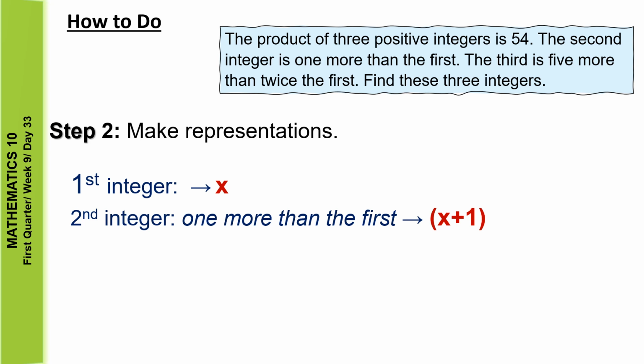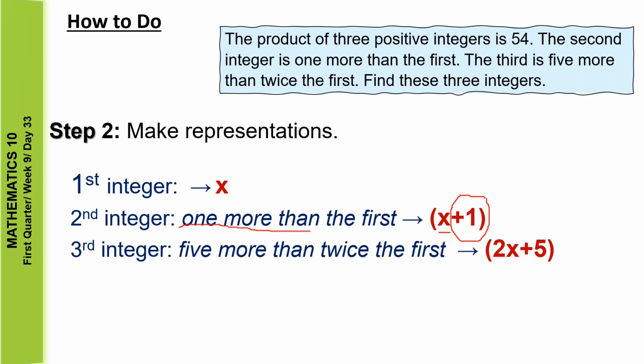Take note of this: 1 more than means plus 1. So our second integer here is 1 more than the first. The first is represented by x. So this is our first integer, and it is 1 more than. So the algebraic expression is x plus 1 for our second integer.